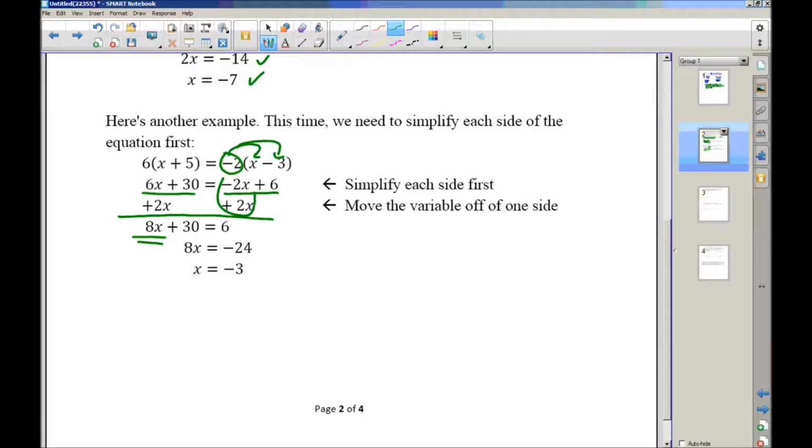Over here, the negative 2x and the plus 2x cancel out. And I bring down the positive 6, but I don't like plus. And then I subtract 30 to both sides to get negative 24. And divide by 8 to both sides to get negative 3.